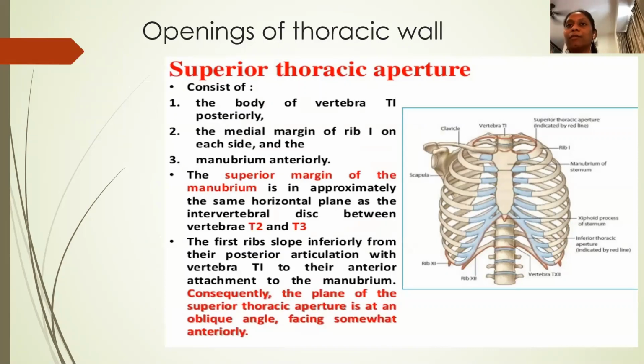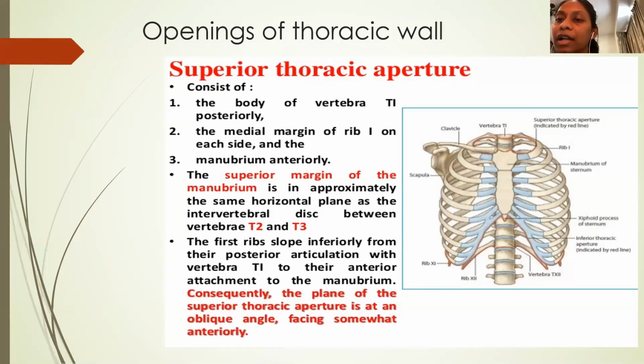Okay, I will move on to the openings of the thoracic wall. There are two: the superior thoracic aperture and the inferior thoracic aperture. The superior aperture consists of the body of the vertebra. You can see there's a red line on top. That is the body of the vertebra of T1 posteriorly. Laterally, there's the margin of rib number 1 on each side, and anteriorly is the manubrium of the sternum.